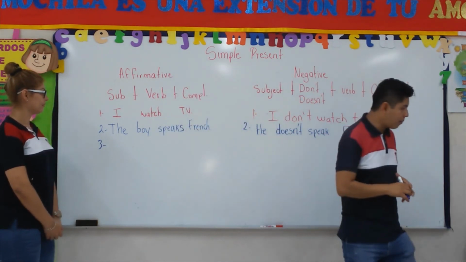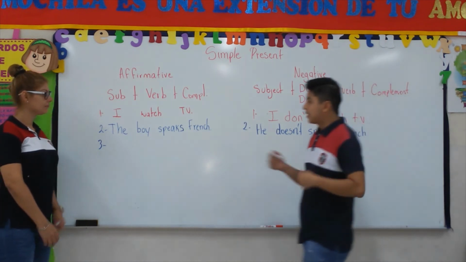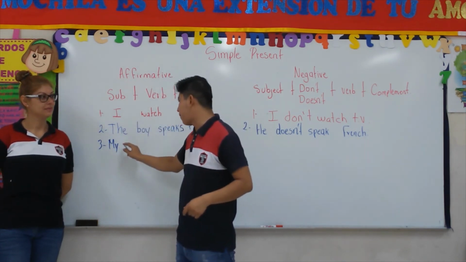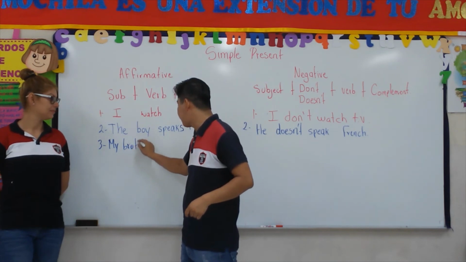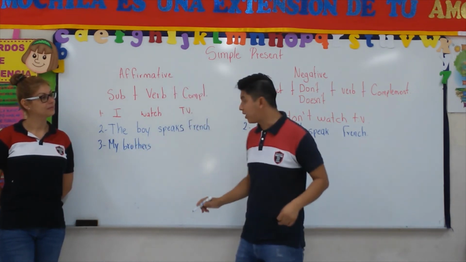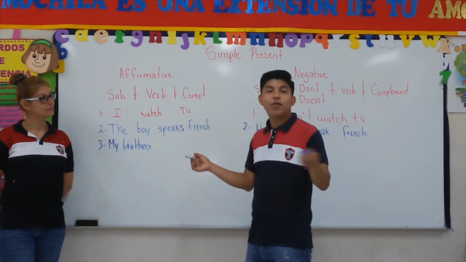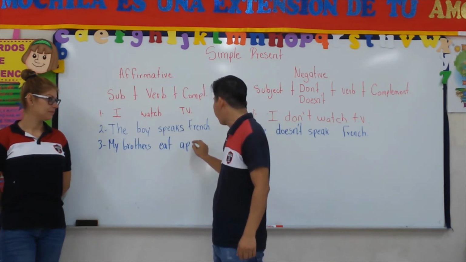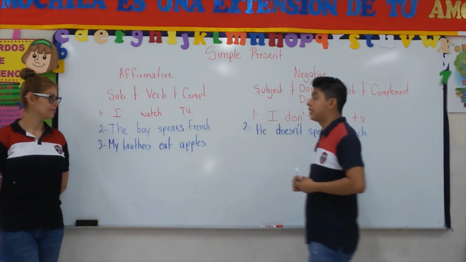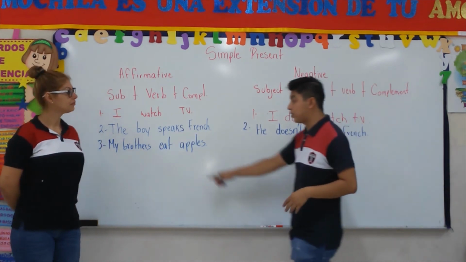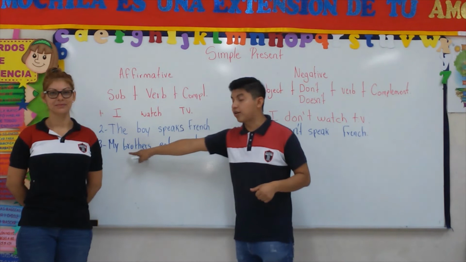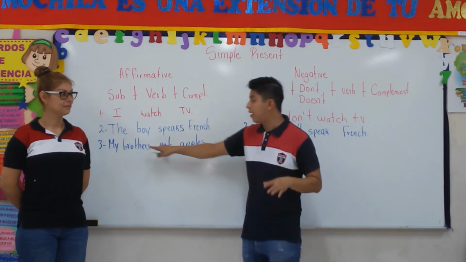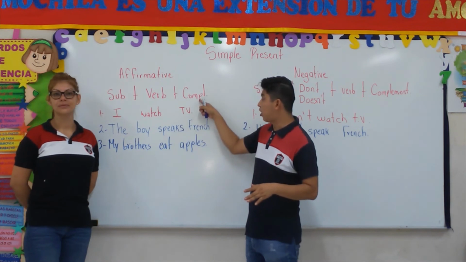So, the number three. Let's do another example. We need a subject. My brothers, I don't know, what do you think? My brothers eat apples. Do you think that is correct? Yes, it's correct, because this is not third person in singular. It's third person, yes, but in plural. For that reason, it's just eat. My brothers, subject; eat, verb; apples, complement.